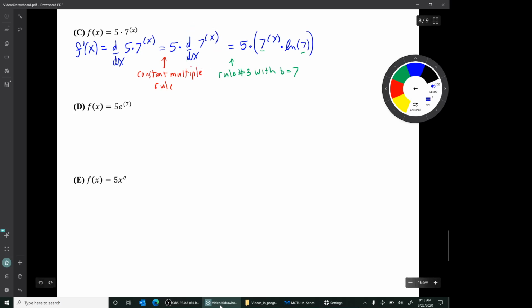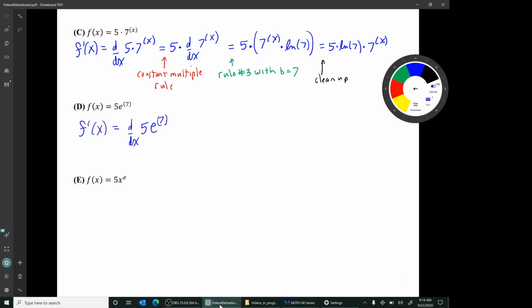What can we do now? Well, notice that we have a function, 7 to the x, and we have constants in two different places. So one thing we could do to clean this up is put all the constants in front. So I have a constant multiplying a function. Question D.